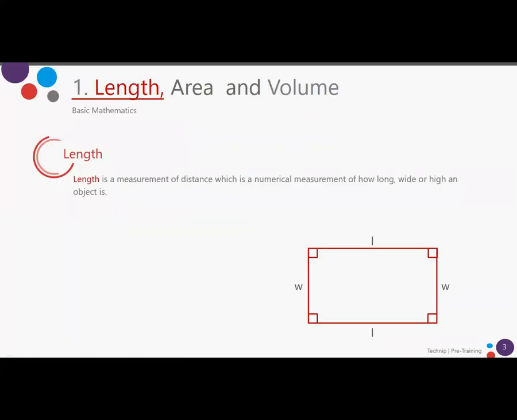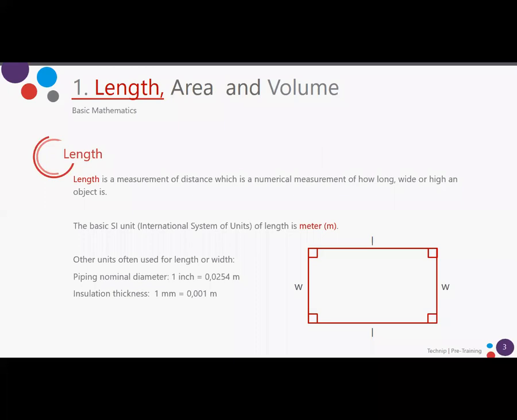Okay, so first, length. Definition. Length is a measurement of distance, which is a numerical measurement of how long, wide, or high an object is. The basic SI unit, which means International System of Units, of length is meter, or short, the abbreviation is M. So normally we express in the metric system everything in meters or kilometers, but in a refinery, we sometimes also come across some other units. So other units often used for length or width.